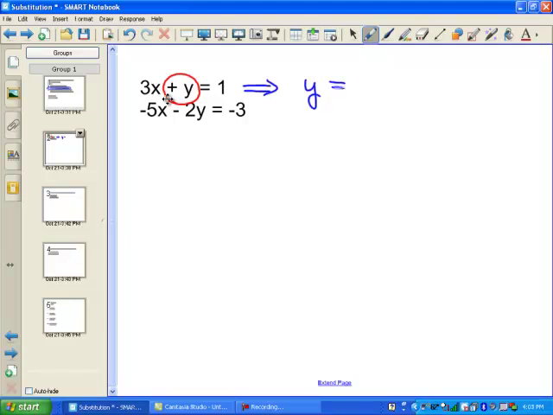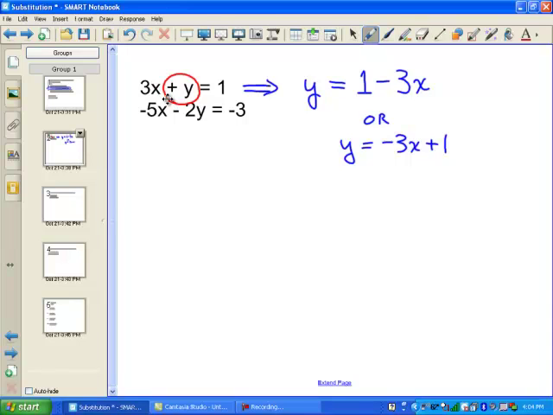So y equals, and all we need to do is move the 3x to the other side of the equation. So of course when a term changes sides, it changes signs. So y equals 1 minus 3x. It's really irrelevant to this method whether we write y equals 1 minus 3x or y equals negative 3x plus 1. Either of those two would work equivalently well.